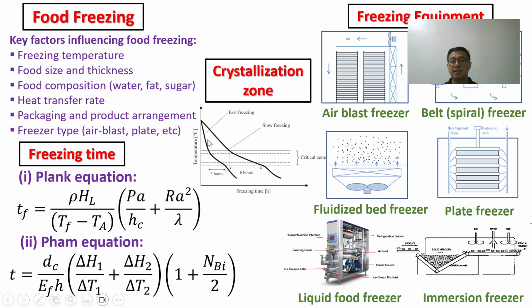For fast freezing, you can see the total time is shorter. Slow freezing, the line takes longer freezing time. The graph here shows the y-axis is the temperature, and the x-axis is the freezing time. If you are fast freezing, the product experiences the critical zone for a shorter time as compared to slow freezing, where they experience 6 hours of critical zone.